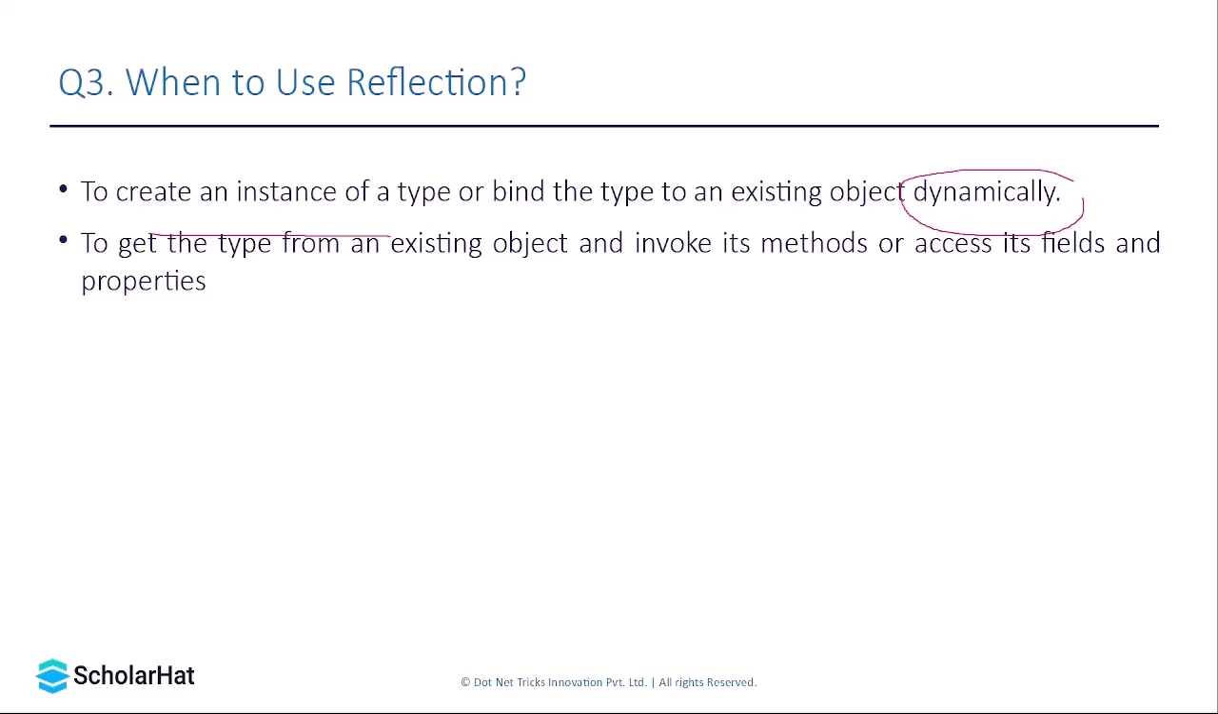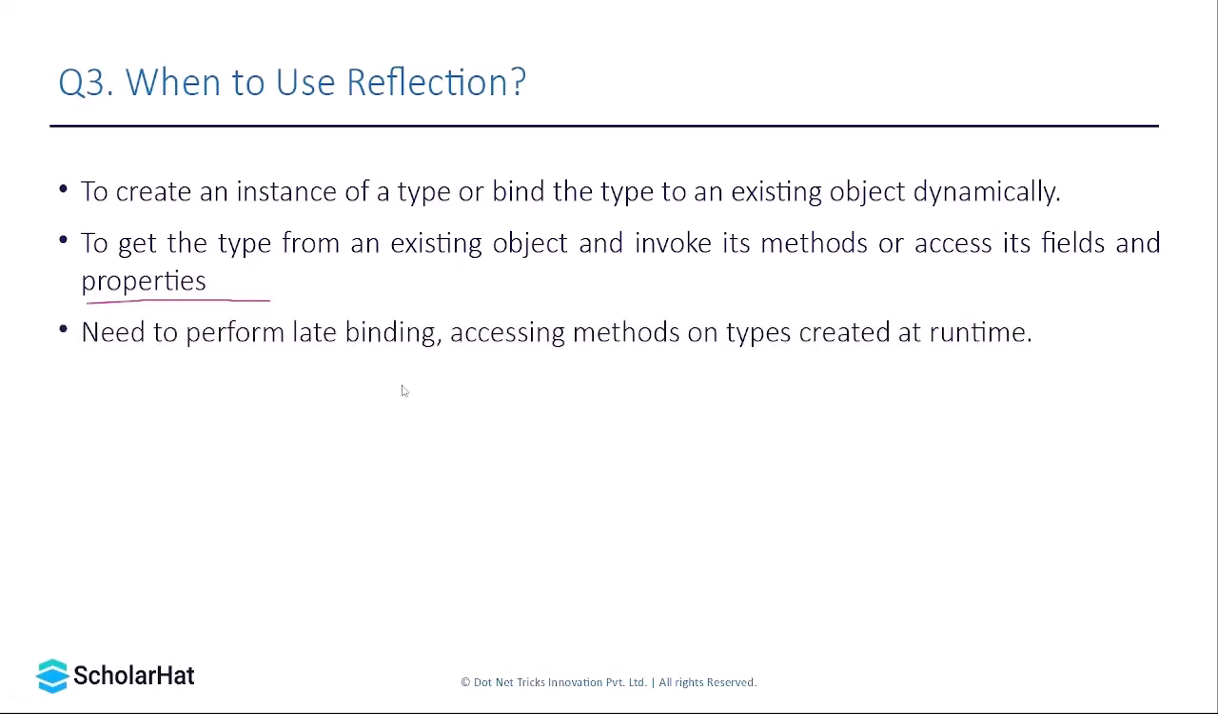To get the type of an existing object and invoke its method or access its fields and properties, this is the second use case of reflection, where we can get the type from an existing object and invoke its methods to access the fields and properties of a particular object. It is also useful to perform late binding, that is, accessing methods or types that are created at runtime. So these are all the use cases of reflection in the C# programming language.